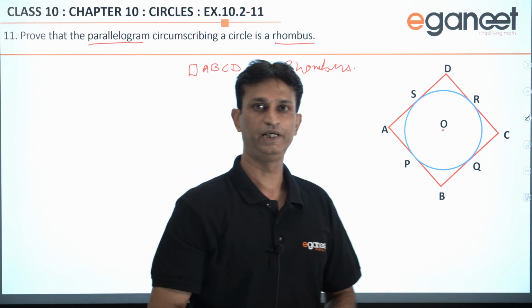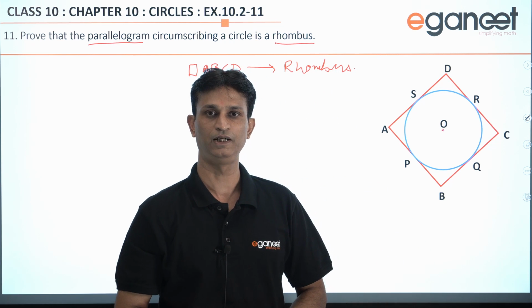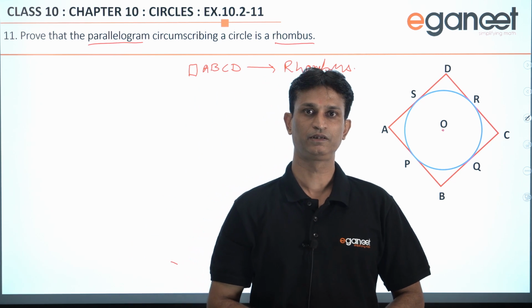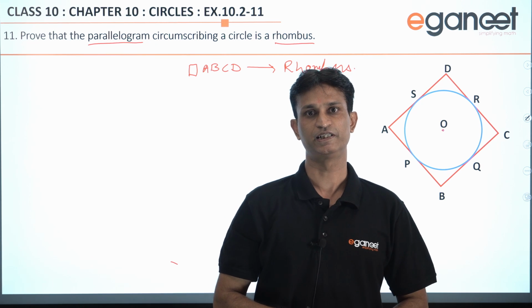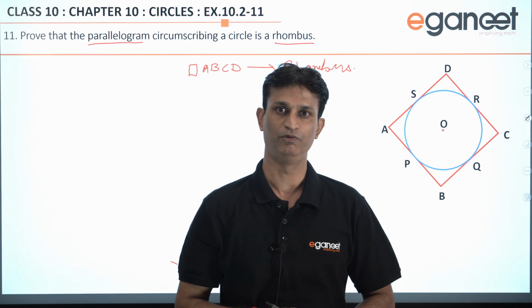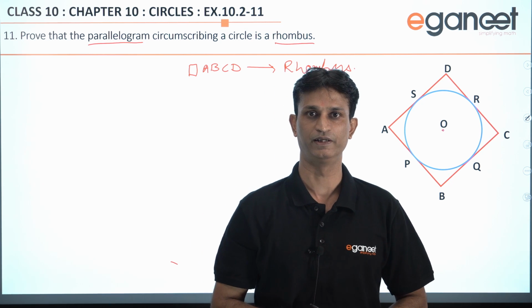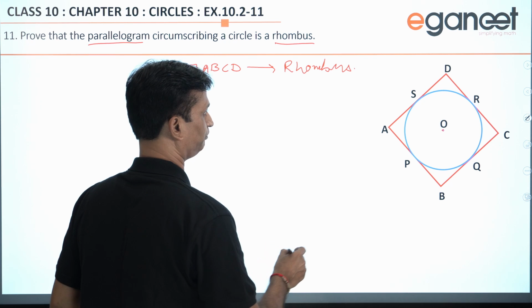Okay, so here we are using the property of the sides of the rhombus as well as the parallelogram, and we are using the property of a circle and tangent, that is the tangents drawn from an external point to the same circle are equal. Okay, so we are using these properties, so let's do it now.